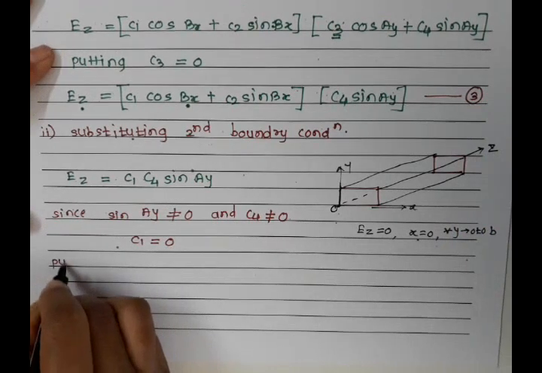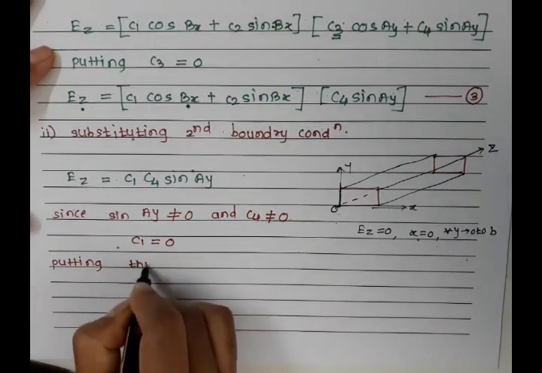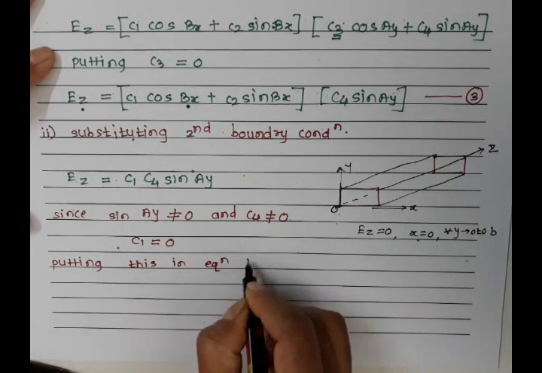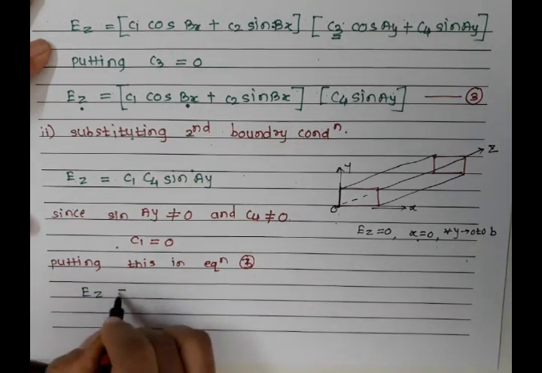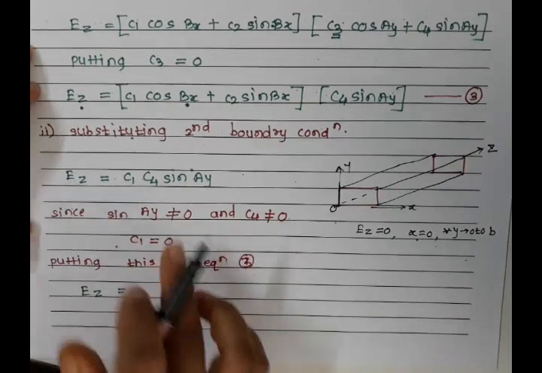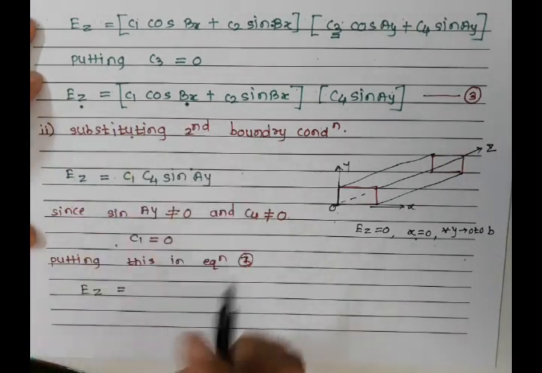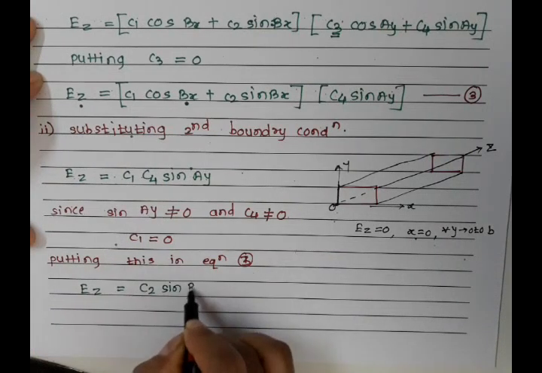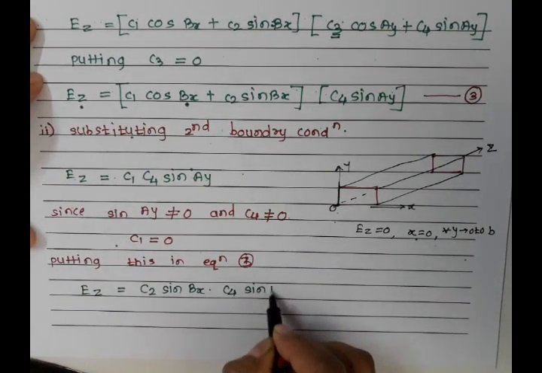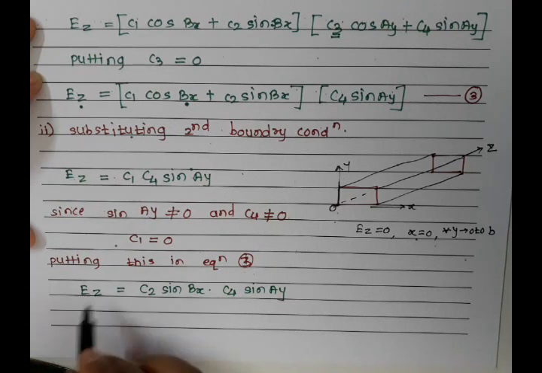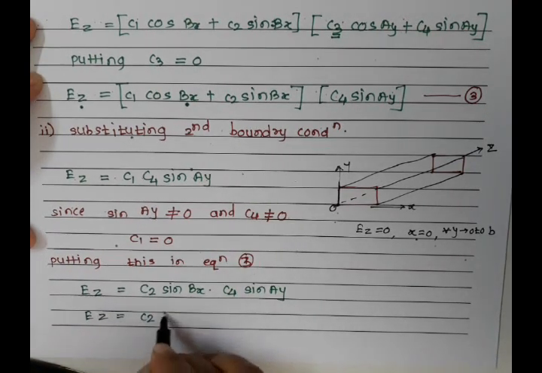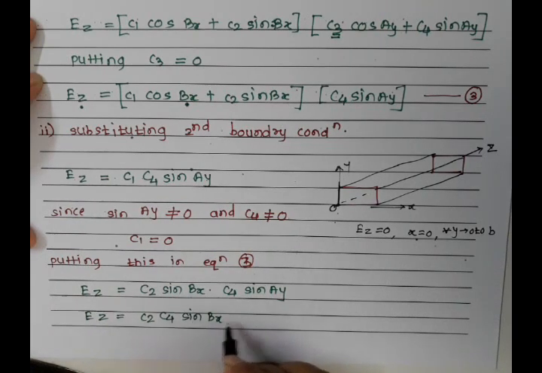Now putting this in equation number 3, what will you get? If you put this in equation number 3, Ez is equal to, since c1 is equal to 0, this term will become 0. So this will be c2 sin of bx into c4 sin of ay. Now I have got this particular equation. Further reducing it, I will take the constant terms to one side. You can write Ez is equal to c2 c4 sin of bx and sin of ay.